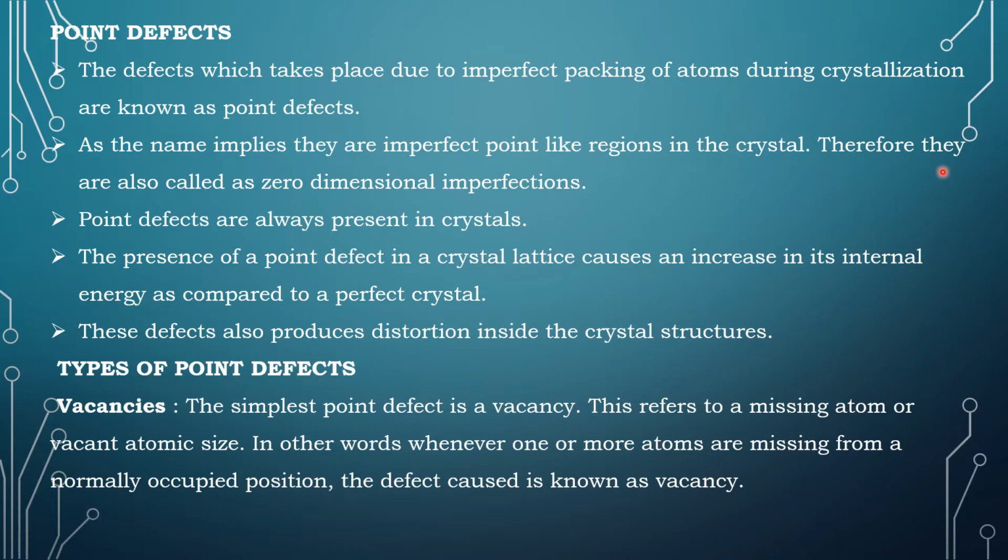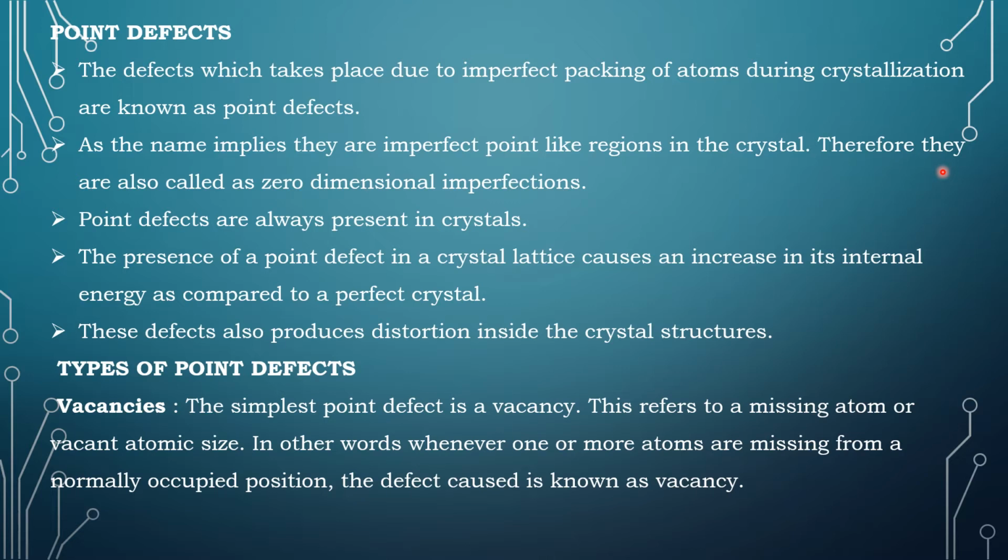So the presence of a point defect in a crystal lattice causes an increase in the internal energy as compared to that of a perfect crystal. These defects also produce a distortion inside the crystal structures.